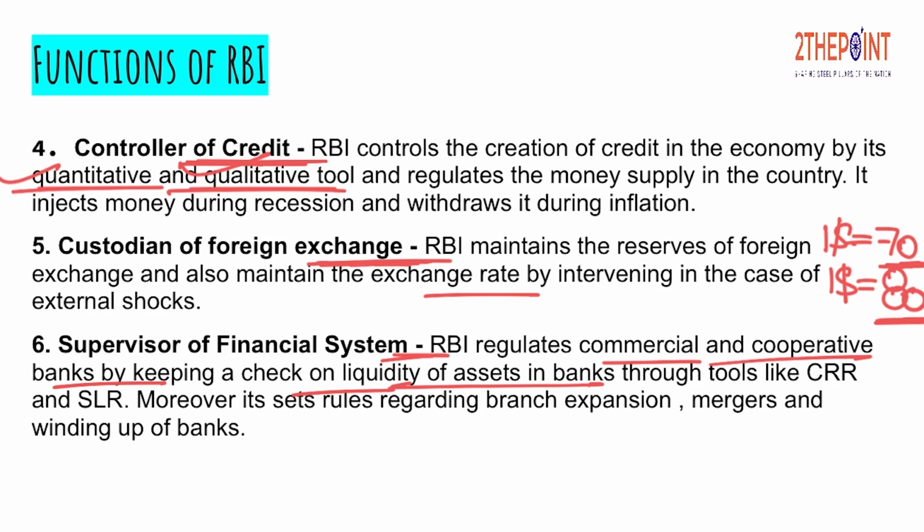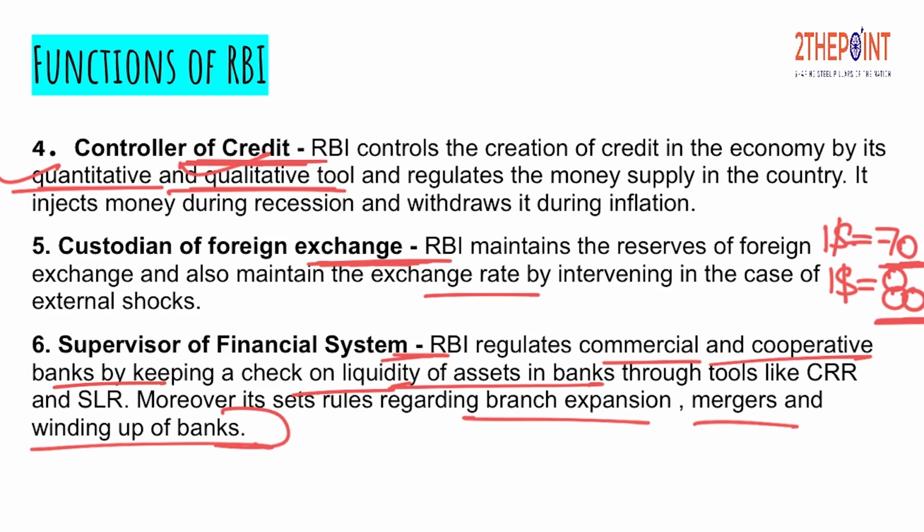So to avoid all these situations and to maintain the trust of investors, RBI regulates these banks by keeping a check on the liquidity of assets, by asking banks to maintain CRR and SLR. CRR here means cash reserve ratio, and SLR is statutory liquidity ratio. All these ratios are there to see that enough liquidity is maintained by the bank and they are able to honor their commitments. Moreover, it sets rules regarding branch expansion, mergers, and winding up of the banks.